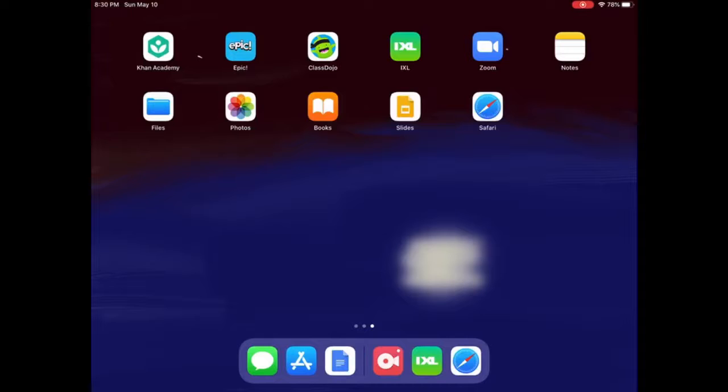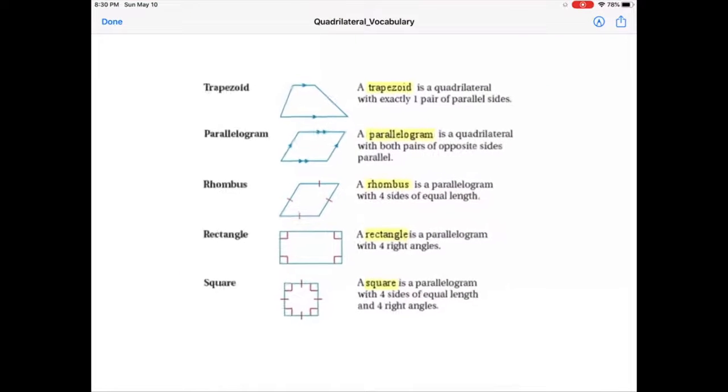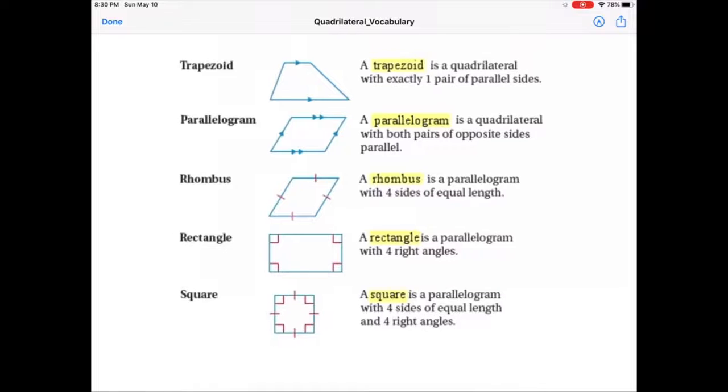Okay guys, before we get started here on doing some practice problems on IXL, I just want to go over the quadrilateral vocabulary here. So first of all, we got a trapezoid, and a trapezoid is a quadrilateral with exactly one pair of parallel sides.